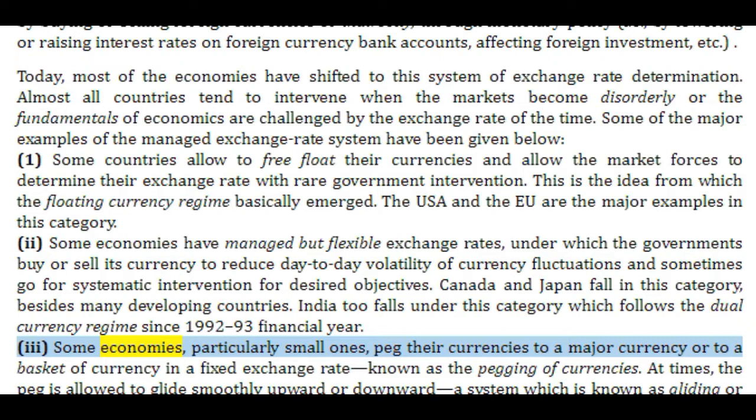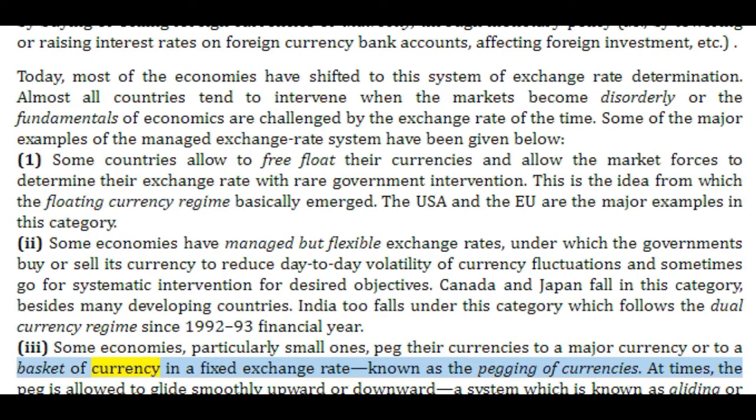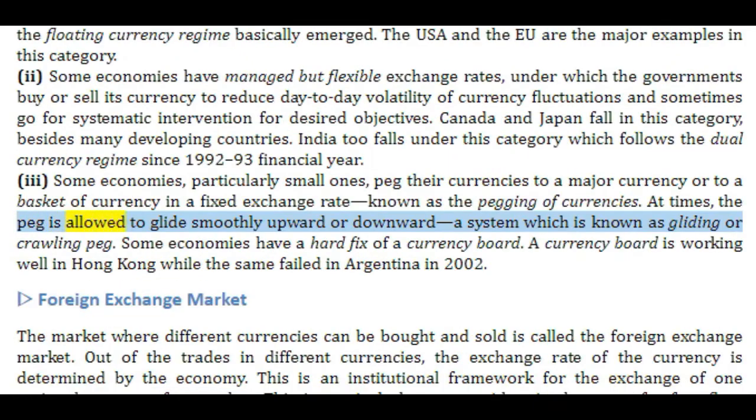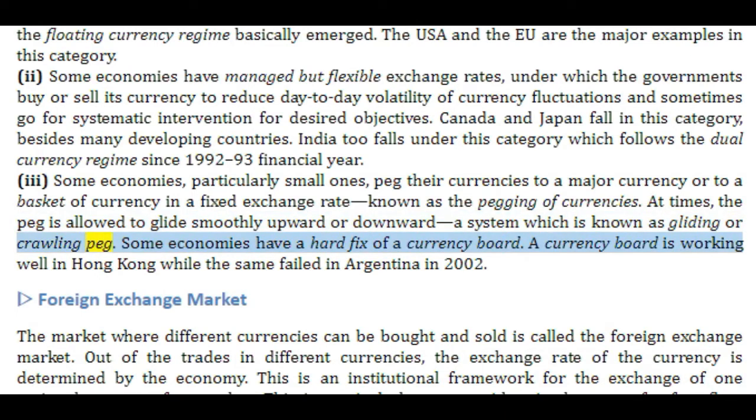3. Some economies, particularly small ones, peg their currencies to a major currency or to a basket of currencies at a fixed exchange rate, known as the pegging of currencies. At times, the peg is allowed to glide smoothly upward or downward, a system which is known as gliding or crawling peg. Some economies have a hard fix of a currency board. A currency board is working well in Hong Kong, while the same failed in Argentina in 2002.